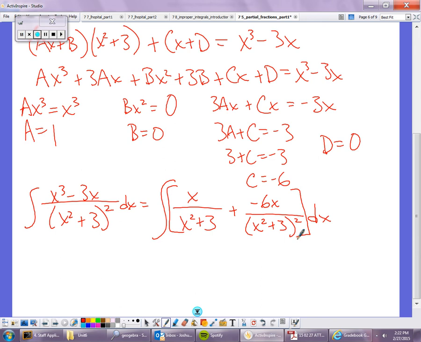And again, this isn't really a technique. They call it a technique of integration. It's really an algebra technique that's going to make the integration a lot easier.